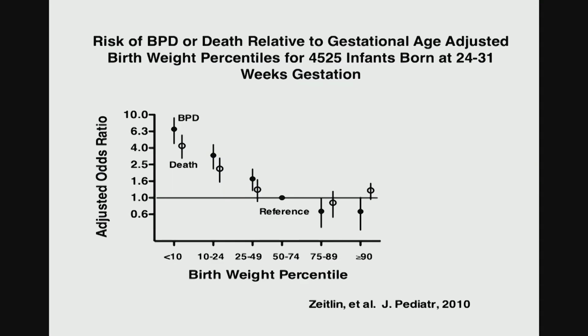These are data looking at weight percentiles for a group of babies between 24 and 31 weeks. And as you can see, both BPD and death are driven greatly by growth restriction. The less than 10% weight category babies are really extremely high risk of BPD. And there's a number of data sets that look like this.